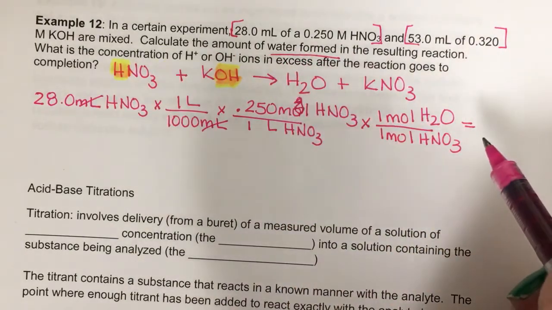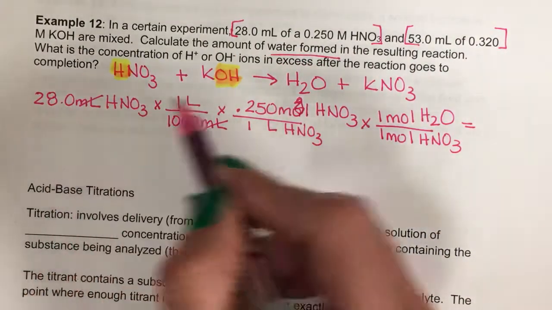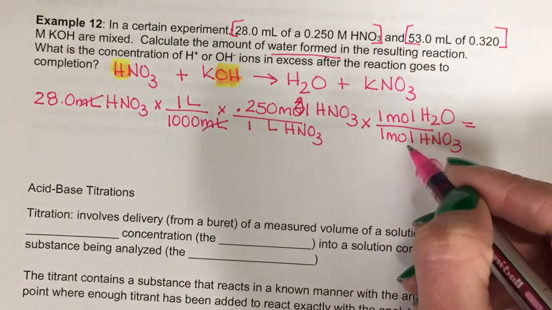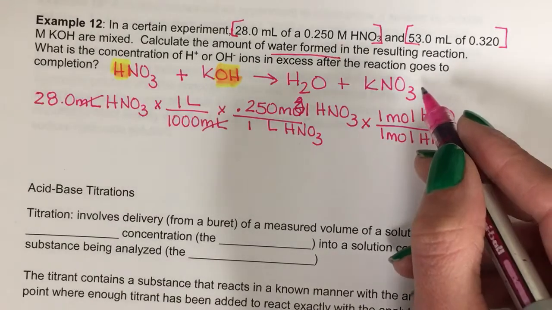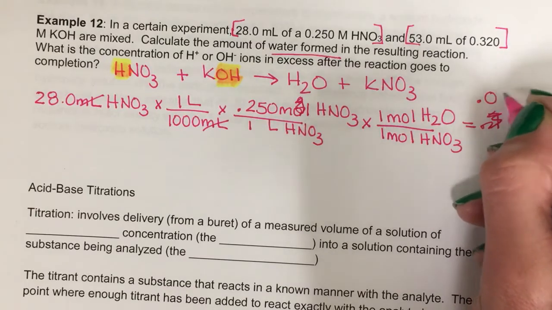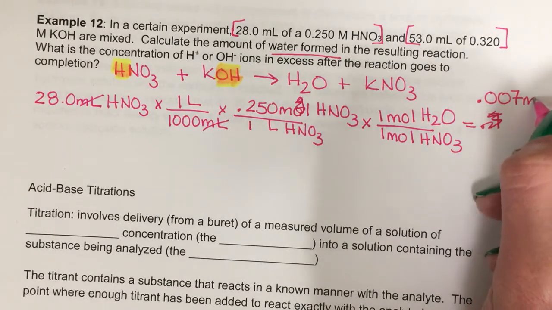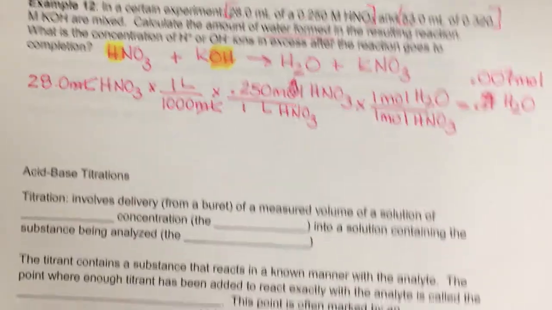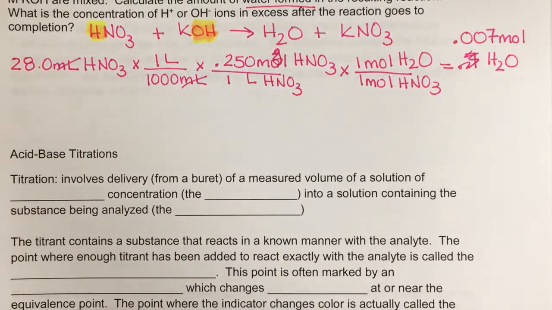So, 28 divided by 1,000 times 0.250, 1 over 1. I plug this in, and I get 0.007 moles of H2O. Okay, so let's take a second and do the same thing for KOH. Solve for moles of H2O formed from moles of KOH.